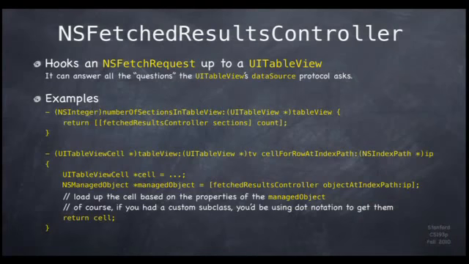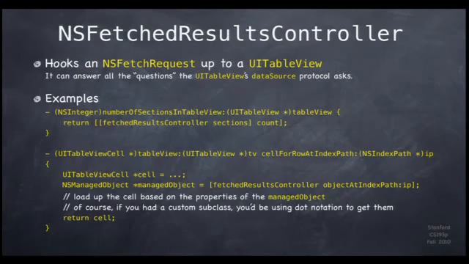So, for example, if you had a fetched results controller, you could implement numberOfSections in table view by just saying fetchedResultsController.sections.count. Because it has a method that gives you all the sections, then you could just do the count. And for rows at index path, you just have this magic method in fetched results controller called object at index path. You give it the index path, and it'll give you the NSManagedObject that's in that section at that row. So there's almost no work for you to do.